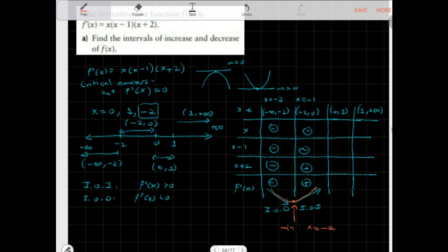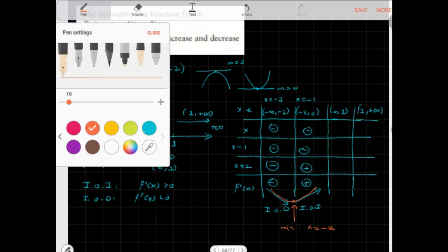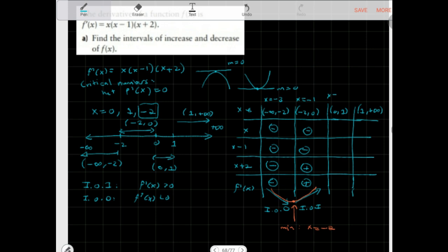Now between 0 and 1, let's test some values. I'm going to pick the value x equal to 0.5, so let's do 1/2. When x is equal to 0.5, this is positive because x is 0.5. 0.5 minus 1 is -0.5. 0.5 plus 2 is positive 2.5. And collectively, this is going to be a positive times a negative times a positive. It's going to give you a negative, and we're going to have a negatively sloping line like that.